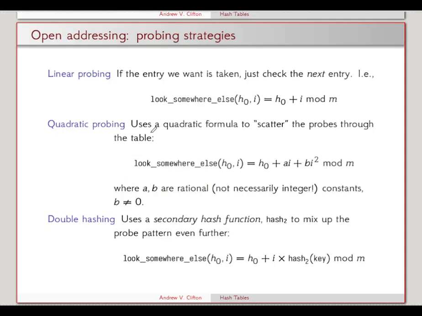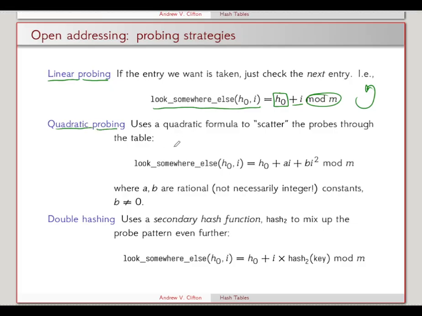There are 3 different ways that we can look somewhere else here. The simplest is linear probing. That just is, if the entry you want is taken, check the next entry. And if that one's taken, you check the next entry after it. If you reach the bottom of the table, you wrap back around to index 0. So you could define this as the starting hash, H0, plus I, modulo M. The modulo M just causes it to wrap back around to 0 if it goes off the bottom of the table. That's the simplest one to define, but it has some problems in practice.